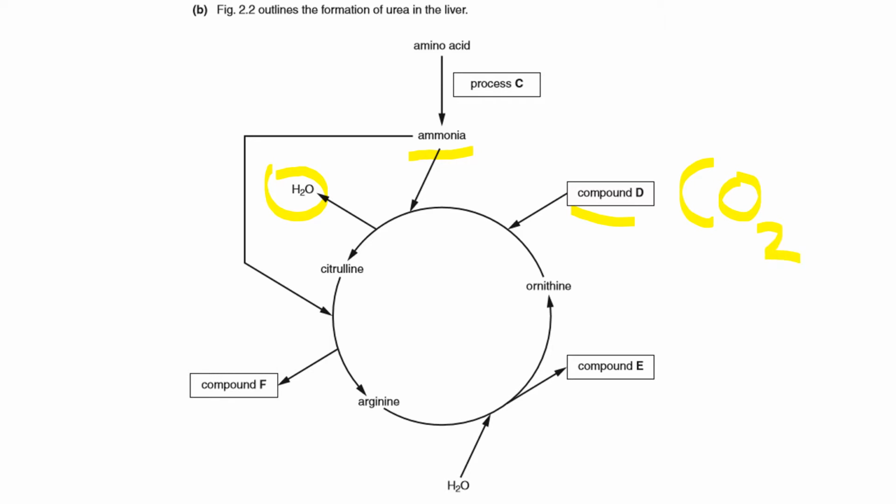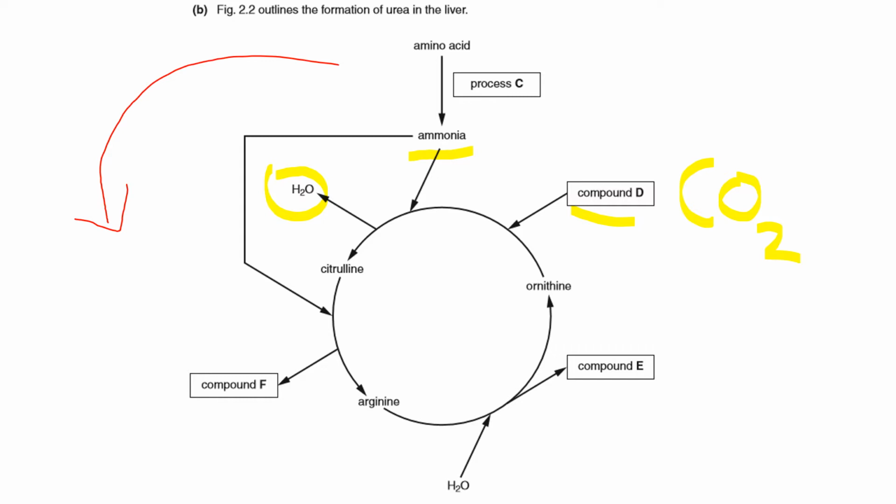Now I'm going to not go in order because I'm going to come round to F, because it kind of makes sense in the ornithine cycle. The first thing to notice is that this ornithine cycle is going anti-clockwise, whereas in your diagram, in your book, it was going clockwise. So please, please, please be aware of that.